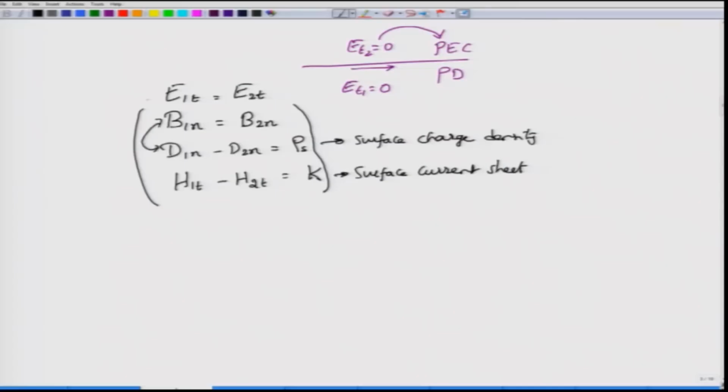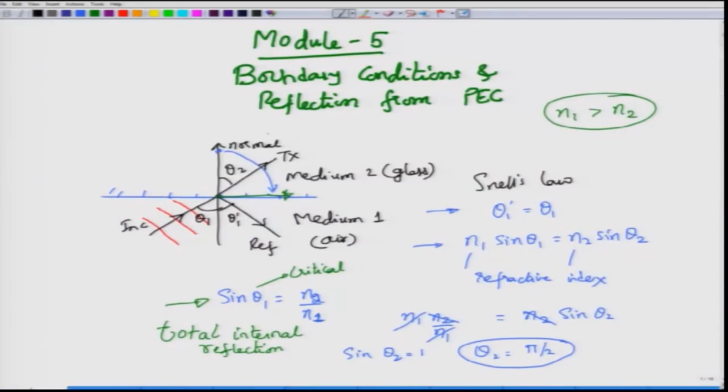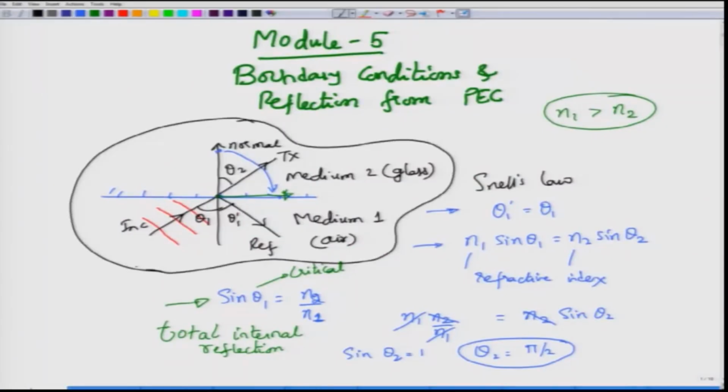So, we are only interested in the tangential conditions, and even here we are most of the times fortunate because we will not be considering the perfect electric conductor interfacing with a perfect dielectric. Most of the times we are interested in PD1 and PD2, where PD1 is perfect dielectric in medium 1, PD2 is perfect dielectric in medium 2. So, these are the boundary conditions that are necessary for us to investigate the phenomenon that we have described at the beginning of the module, okay.